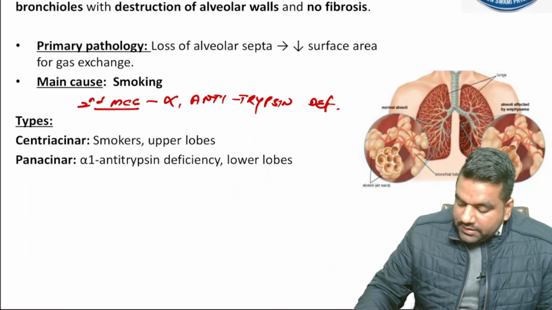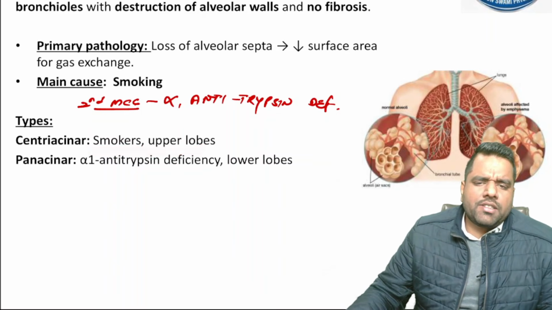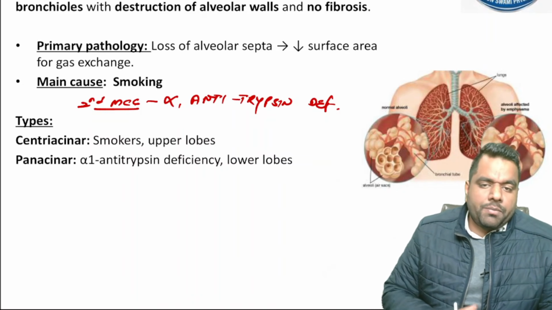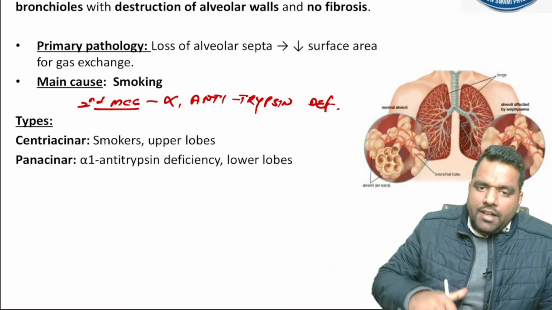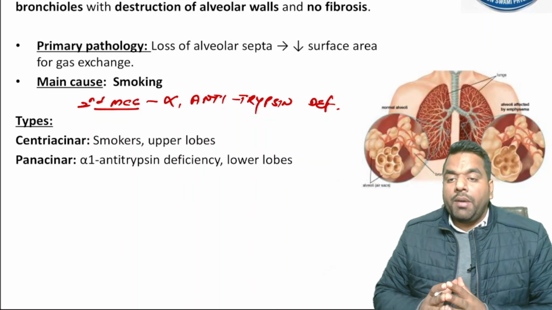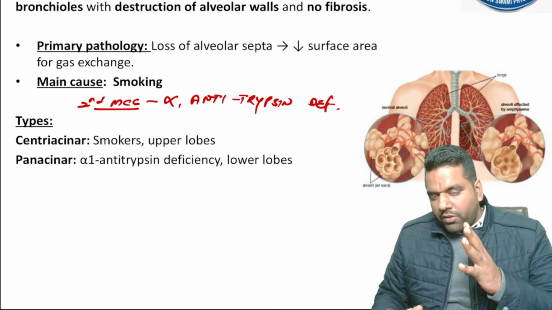Centriacinar is seen in smokers and it mainly happens in the upper lobes, but panacinar is due to alpha 1 antitrypsin deficiency, and it presents mainly in the lower lobes. So this is how you can differentiate between centriacinar and panacinar whenever you get some type of questions.